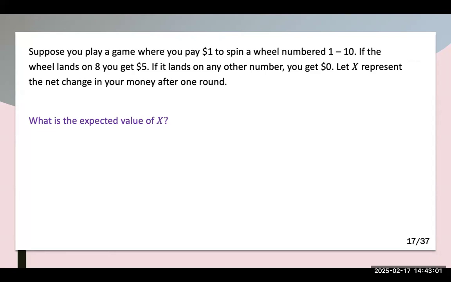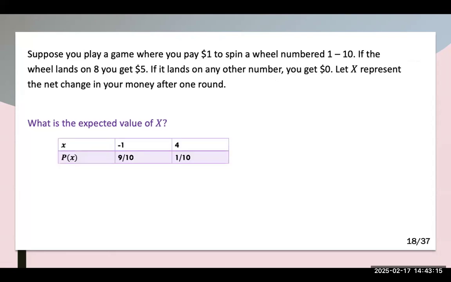Let X represent the net change in your money after one round. In other words, what are your profit and losses? And then I also want to know, what is the expected value of X? So here's my table. That is my probability distribution. There's two things that are going to happen when I play this game. I'm either going to lose my money or I'm going to gain $4.